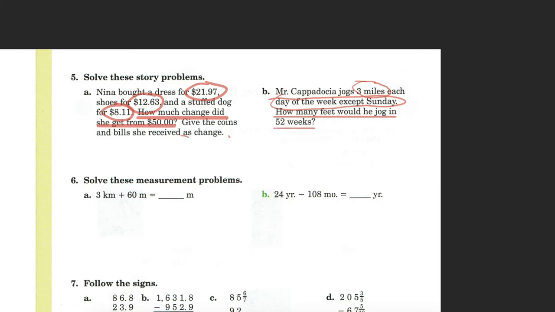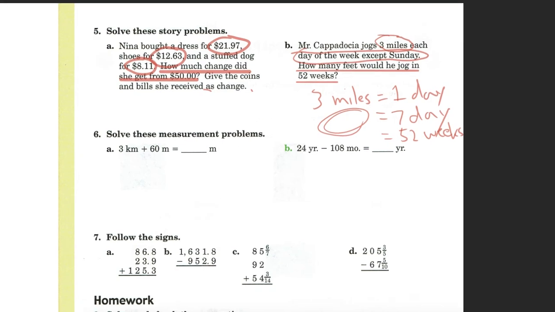So if he jogs 3 miles each day. Okay, so first, how many will he jog in 52 weeks? Well, you need to figure out how many miles does he jog in 1 week. So if he jogs 3 miles in one day, since a week is 7 days long, how many miles does he jog in 1 week? 7 days, and then you need to figure out how many in 52 weeks. So if you know how many he jogs in 1 week, you just multiply your answer by 52 to get 52 weeks, right? And then write your answer in miles.